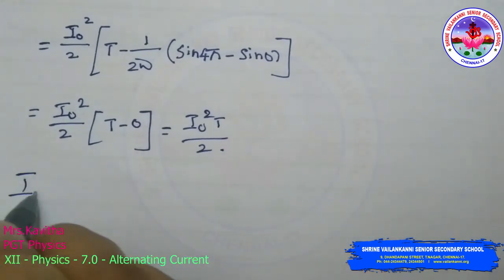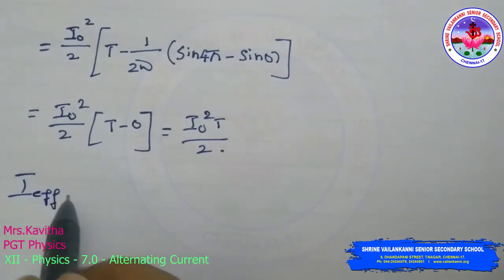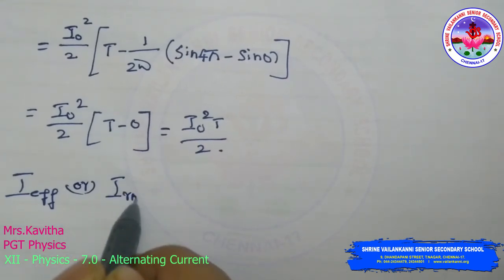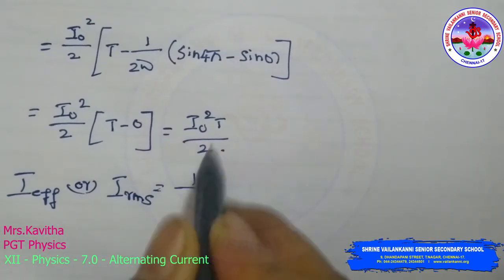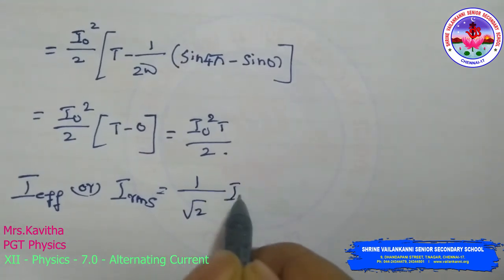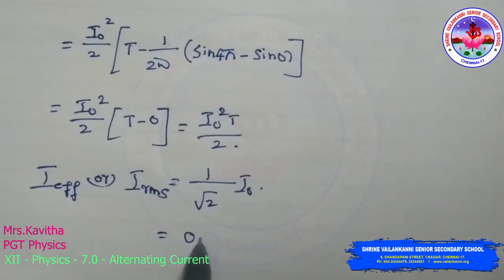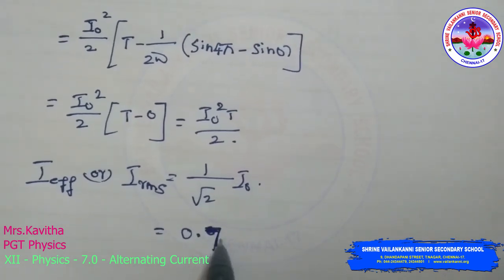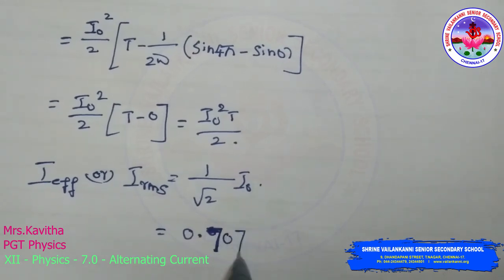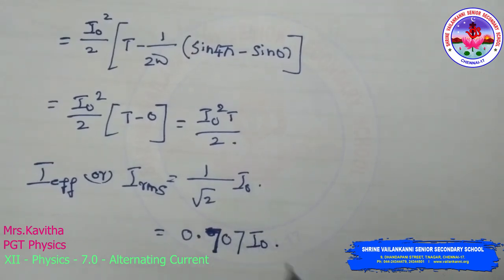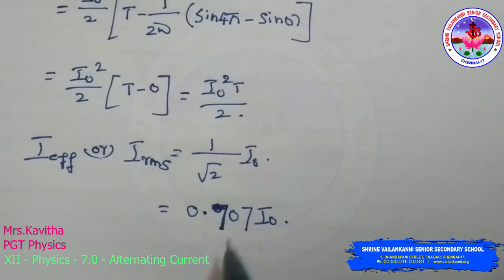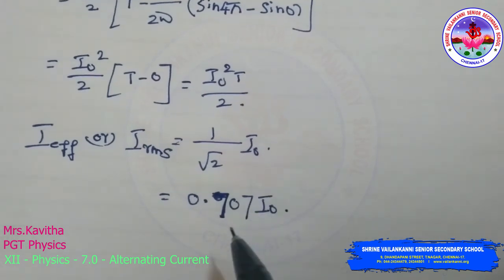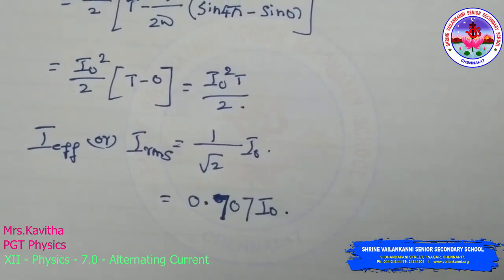So what will come for I effective, or the IRMS value? It is equal to 1 by root 2 into I naught, which is equal to 0.707 into I naught. So the effective or RMS value of an AC is 1 by root 2 times the peak value.